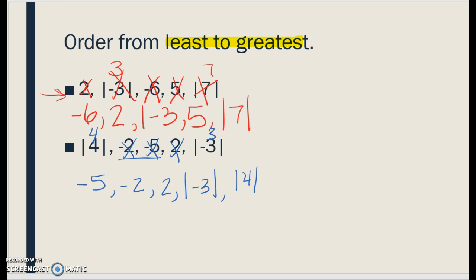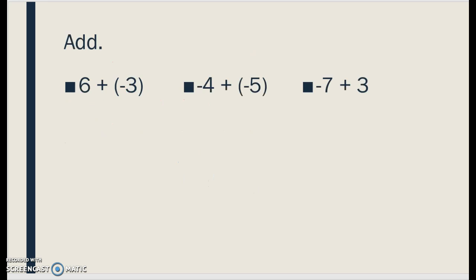Now we're going to actually move on into integer operations. So we're going to start with addition here. I came up with 3 different types of problems, and all we need to do here is add. Now, we talked a little bit in class about canceling out. So I'm actually going to do one of these with canceling zero pairs, and if you decide not to use that method, that's completely fine.